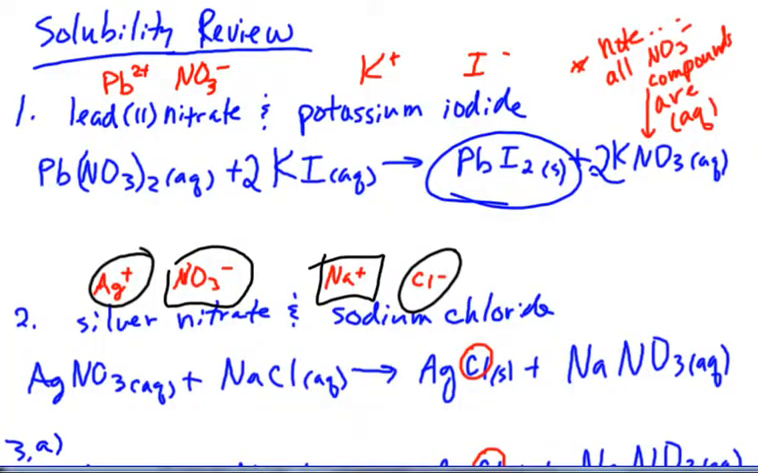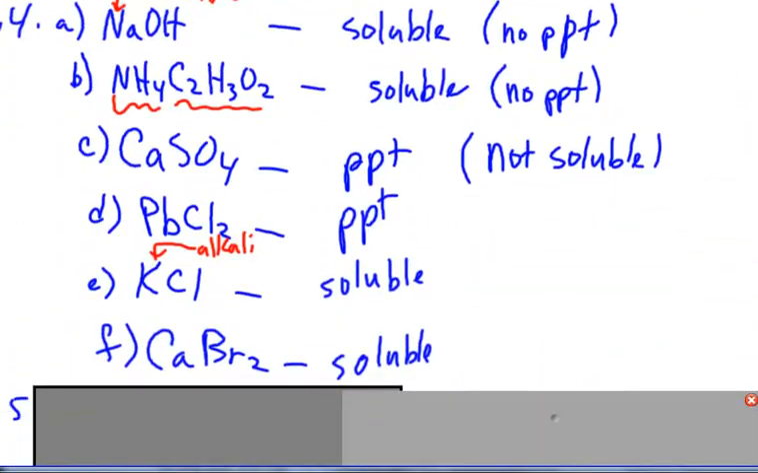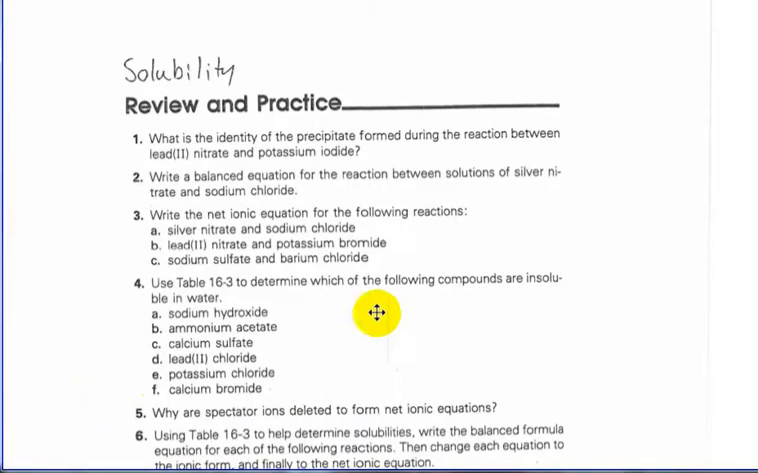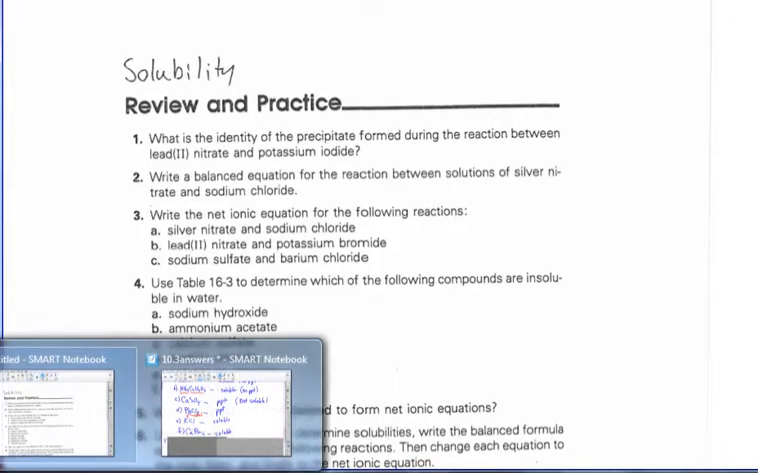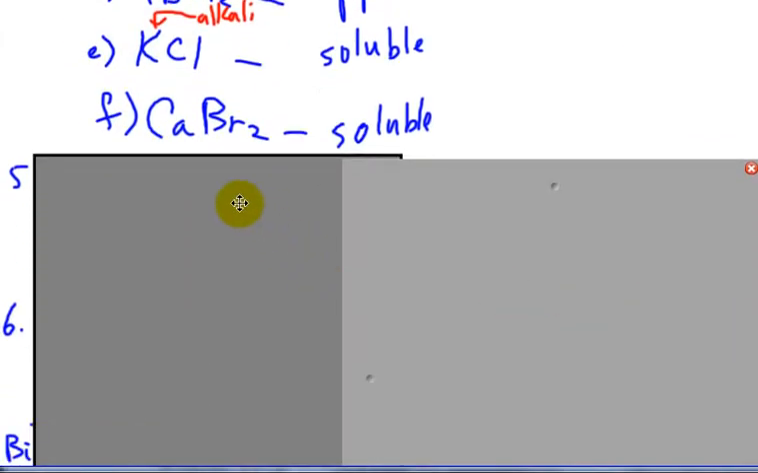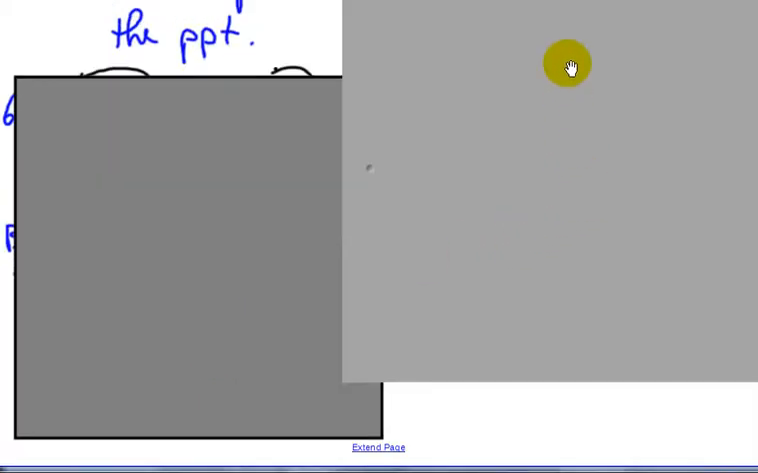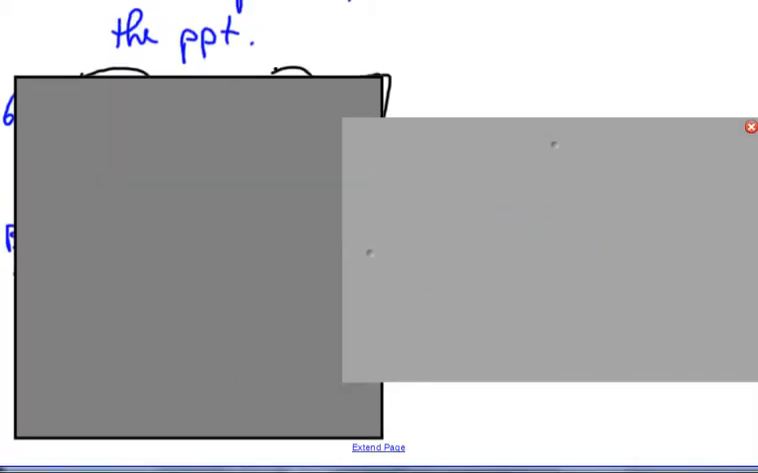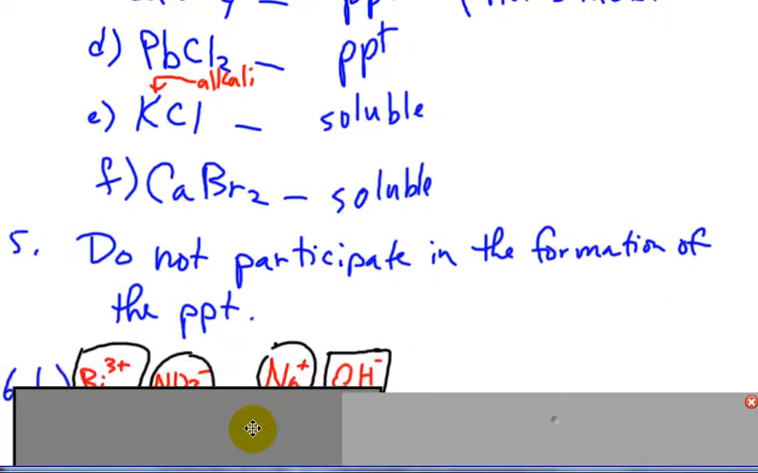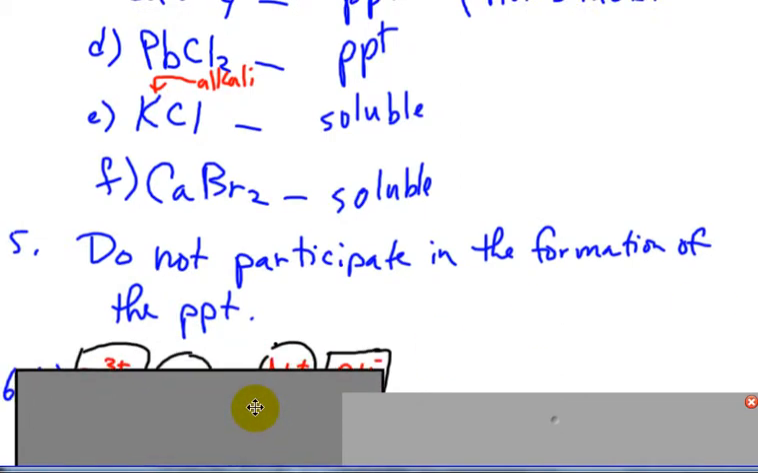So next, that's number 4. Number 5, if we look back at the question sheet, what's that all about? Why are spectator ions deleted from the net ionic equation? Of course, the spectator ions do not participate in the formation of the precipitate, so they're not included. Just simply that.